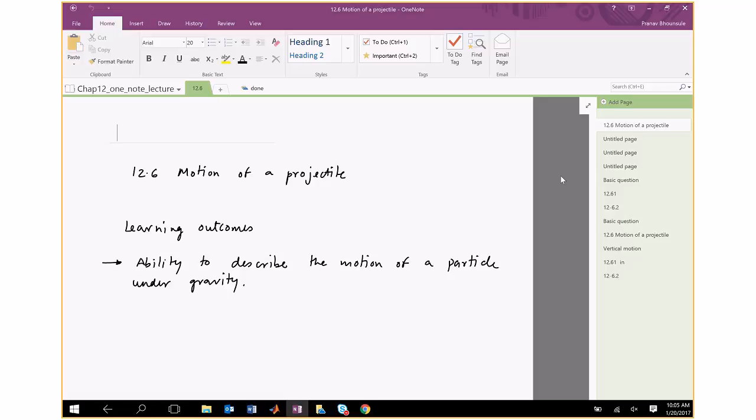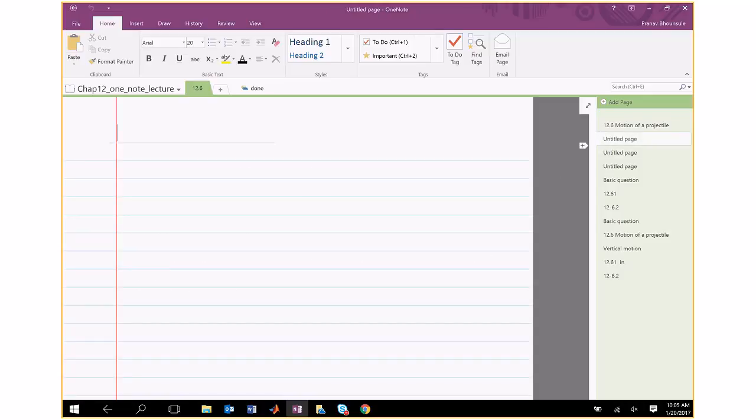In class, we will be talking about a special case of rectilinear motion. This is the motion of a projectile. The thing about motion of a projectile is that gravity is always pointing downwards and has a constant value of 9.8 meters per second squared, and 32 feet per second squared in the foot-pound system.